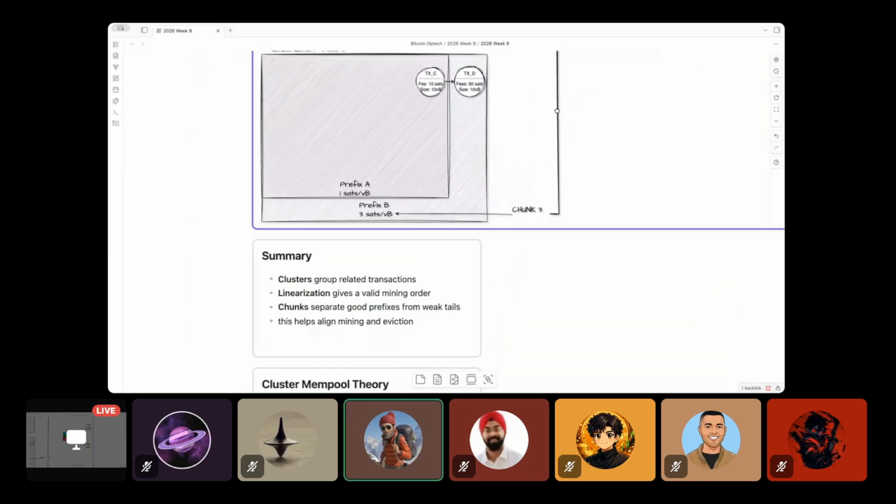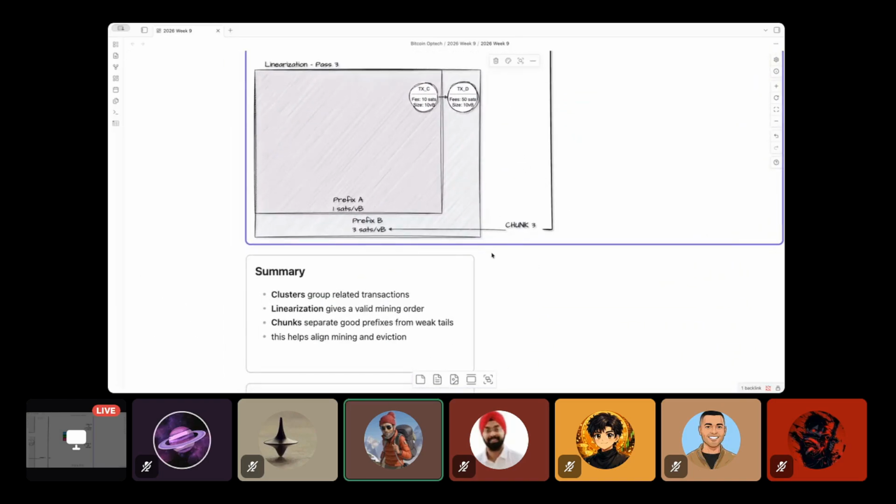So this is what we saw now. To summarize, we saw clusters. Clusters are nothing but a group of related transactions. Then we saw about linearization. Linearization gives you a valid mining order. It ensures that no child is mined before a parent, or put before a parent.